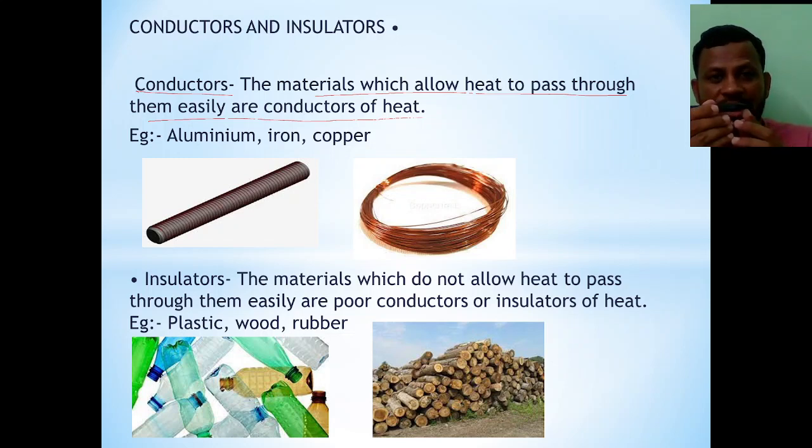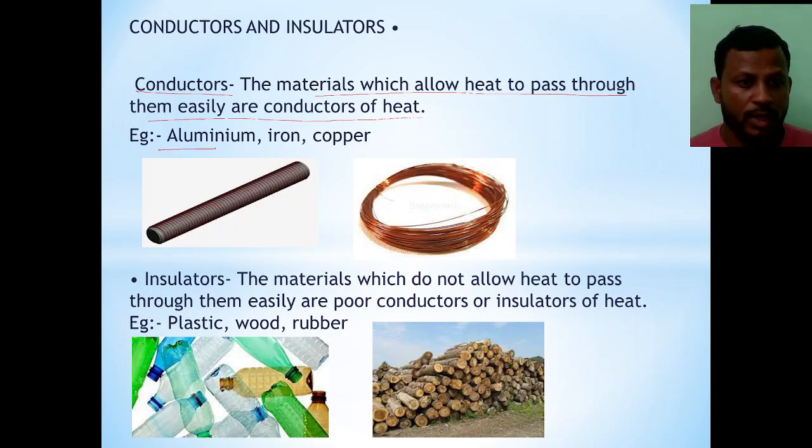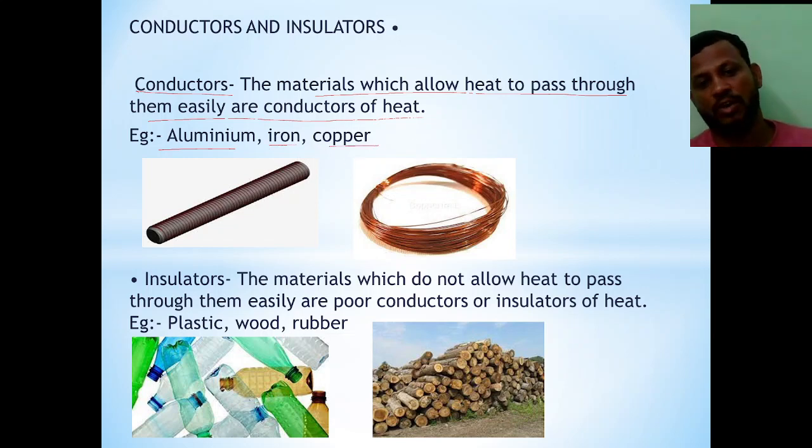If I heat this end of this pen, the heat transfers from this end to this end. If this pen allows the heat to transfer from one end to the other end, then this is known as a conductor. For example, take aluminium: in aluminium, heat transfers. In the iron rod, heat transfers. In the copper wire, heat is transferred from one end to the other end.